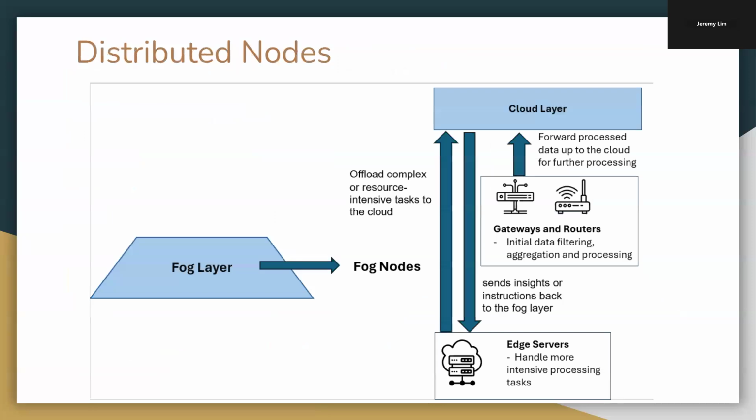Fog nodes are spread across diverse geographic regions, closer to the data sources they serve. They are strategically deployed, adopt a distributed network, and have a layered proximity. These fog nodes consist of gateways and routers that perform initial data filtering and aggregation before forwarding to the cloud. Or they can be edge servers that handle more intensive processing tasks.